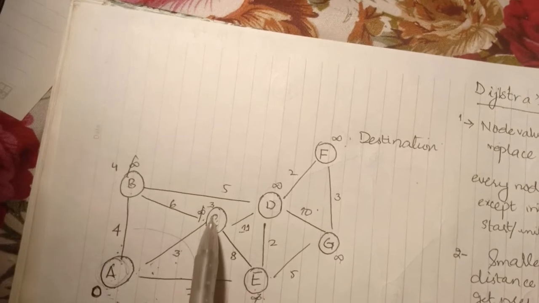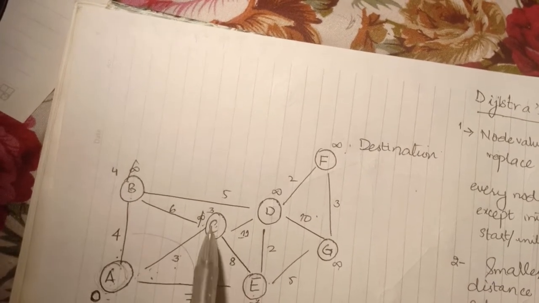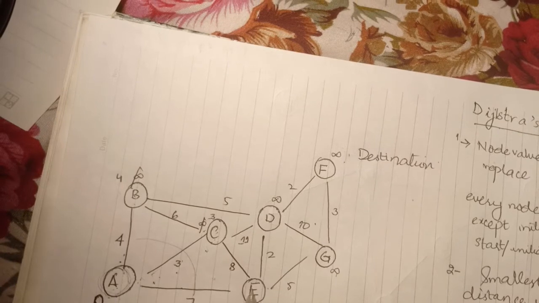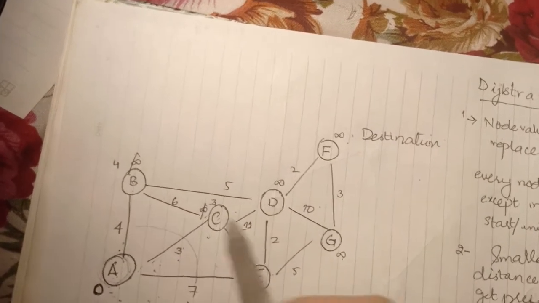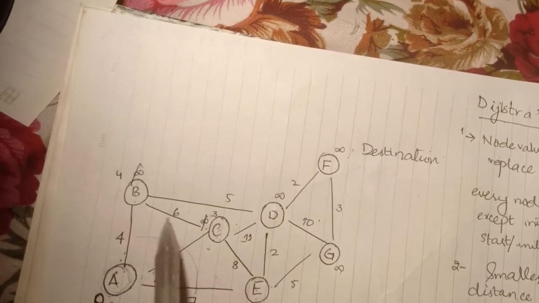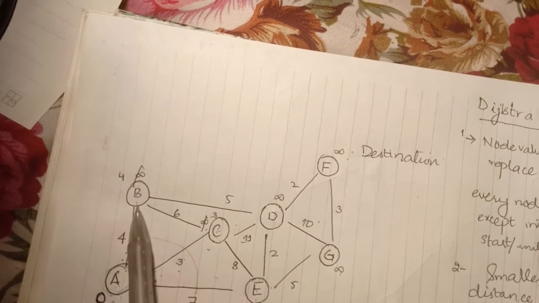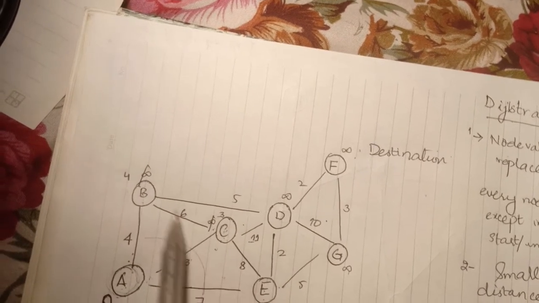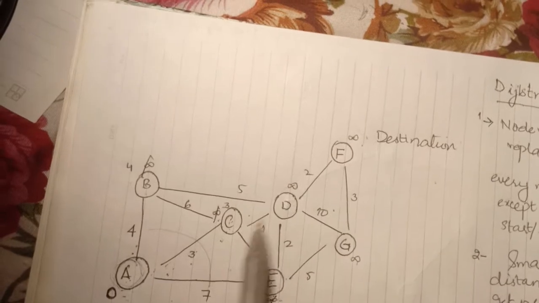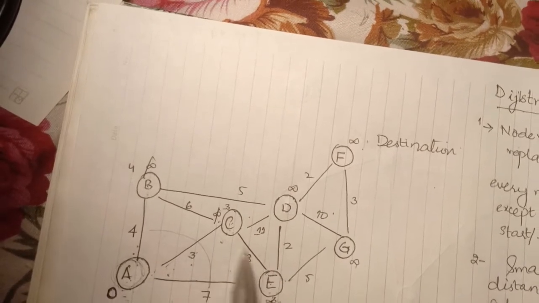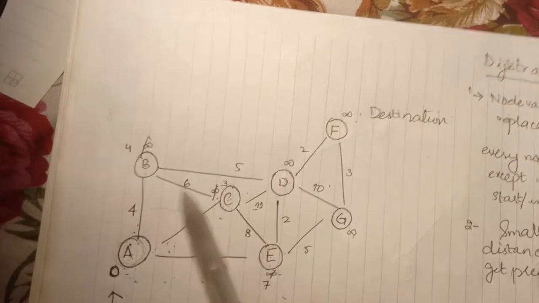From C, we can go to B, we can go to D, and we can go to E. See, we have 3 conditions. To go to B we have 6 distance. To go to D we have 11. To go to E we have 8. So 6 is the smallest one.